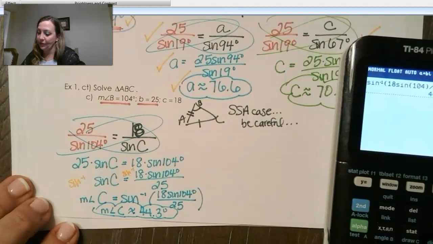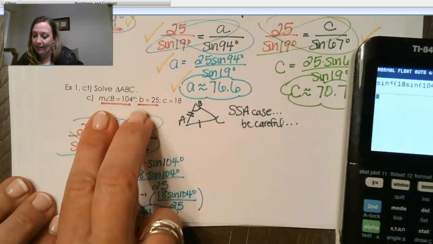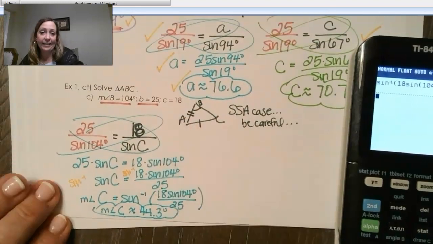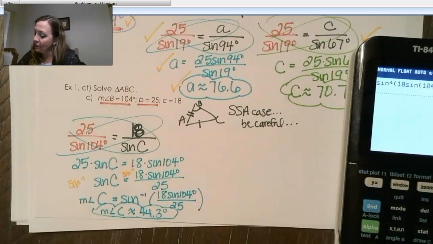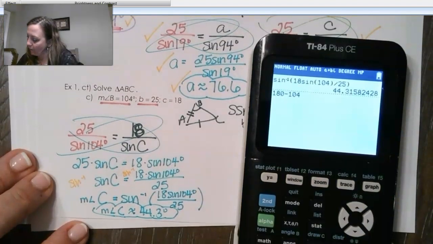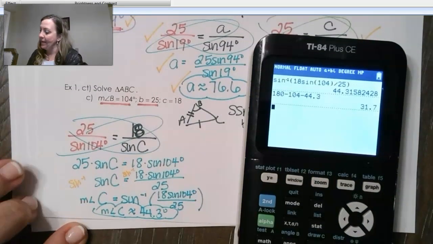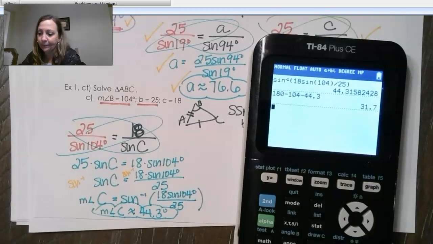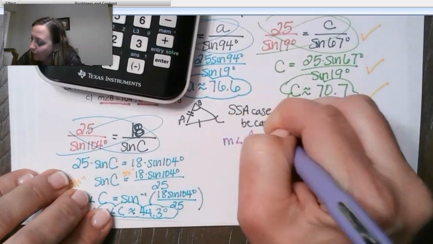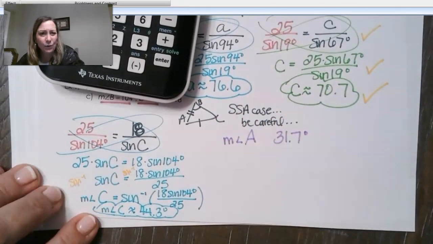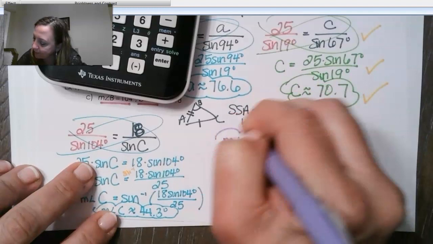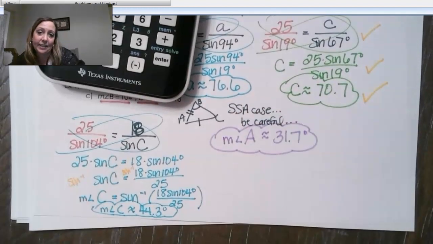And then what we would want to do is we have both angle B and side B. We now have angle C and side C. So now we need to find angle A and side A. And since we have the two angles, I can take 180 minus the 104 minus the 44.3, and I get that this is 31.7. Now, in the past, when we were finding the measure of angle A, we said that it was exactly equal. But isn't 44.3 an estimate? So that means that this is going to be an estimate as well. So the measure of angle A is going to be 31.7.